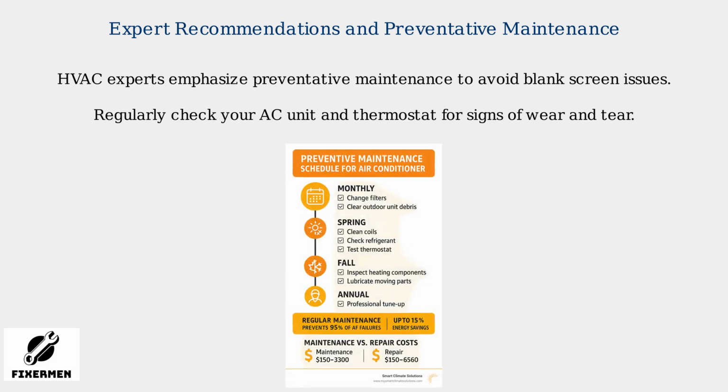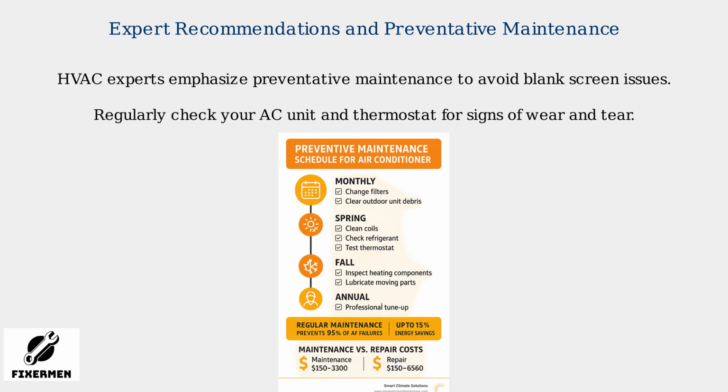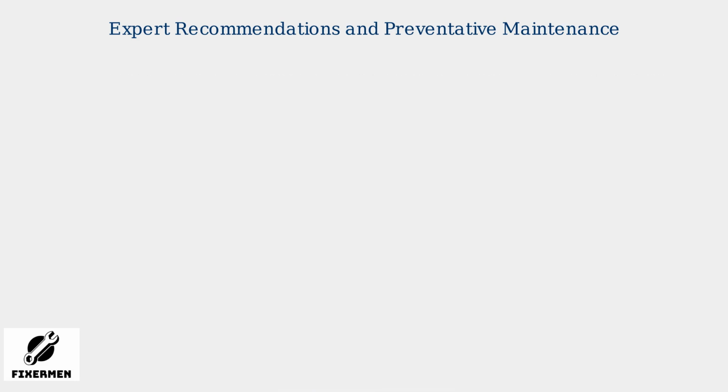Following a preventative maintenance schedule, like this one shown here, can prevent up to 95% of all AC failures. It includes tasks like cleaning filters and checking components monthly, seasonally, and annually, helping save on energy costs and avoid expensive repairs. Consider scheduling professional servicing every 2 to 3 years.